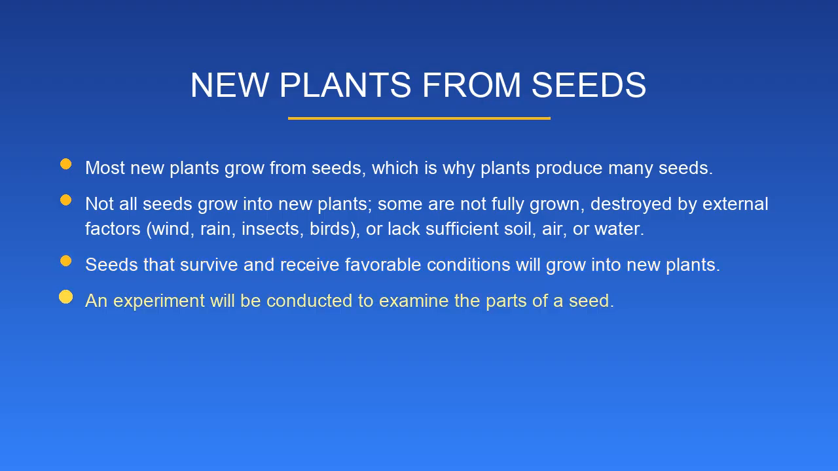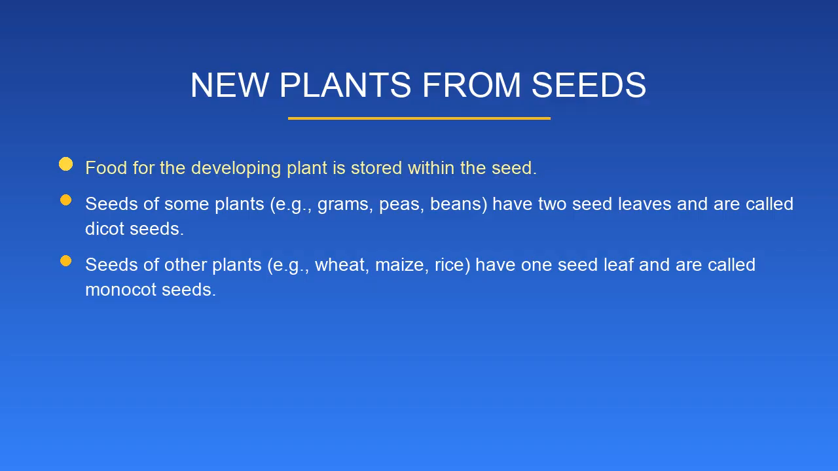An experiment will be conducted to examine the parts of a seed. Food for the developing plant is stored within the seed. Seeds of some plants, e.g., grams, peas, beans, have 2 seed leaves and are called dicot seeds. Seeds of other plants, e.g., wheat, maize, rice, have 1 seed leaf and are called monocot seeds.